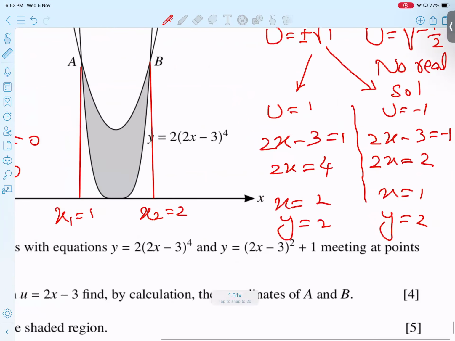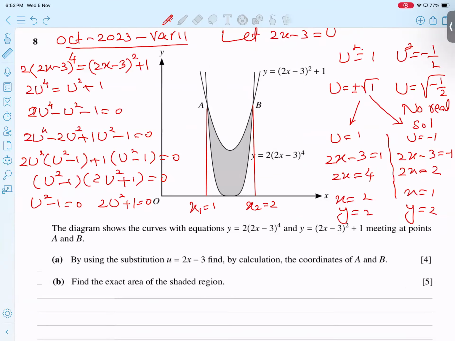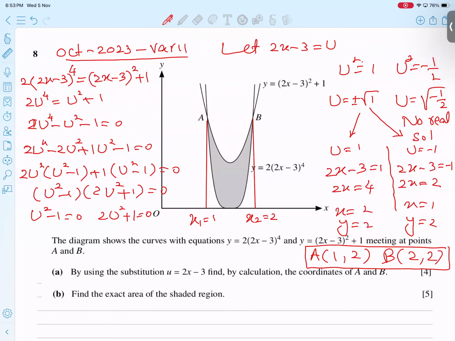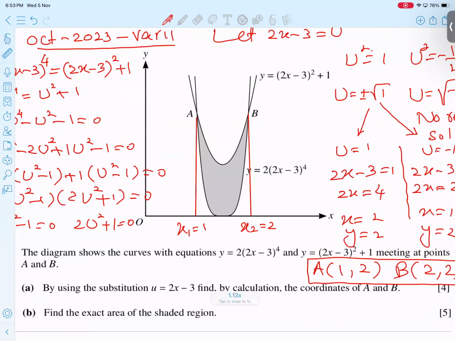As you see, they have the same height, and the height is 2 for both. So it's logical, and we got the answer. The coordinates turn out to be 1, 2 for A, because A is coming before, and the B coordinate becomes 2, 2. So I believe these 4 marks are confirmed. So let's now try to do part number 2. And basically what it is asking for is the shaded area.